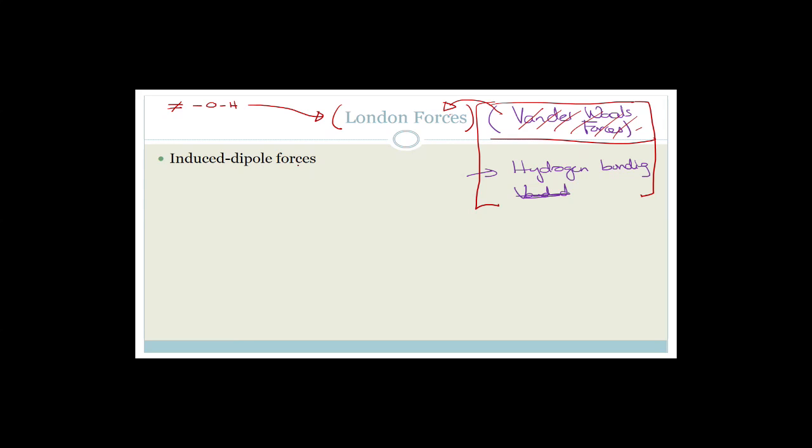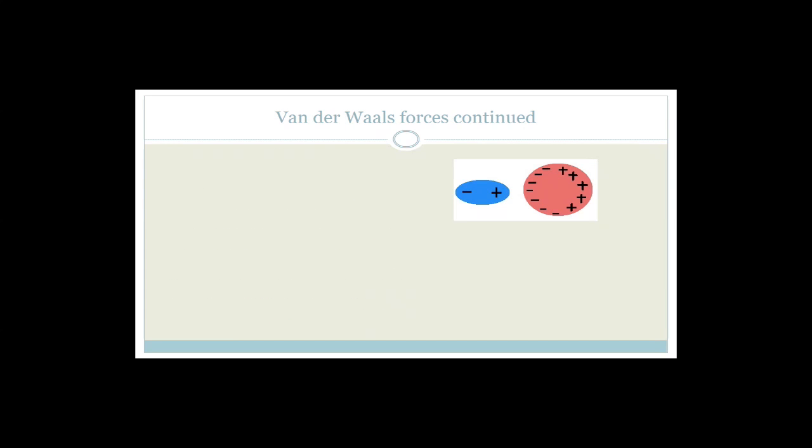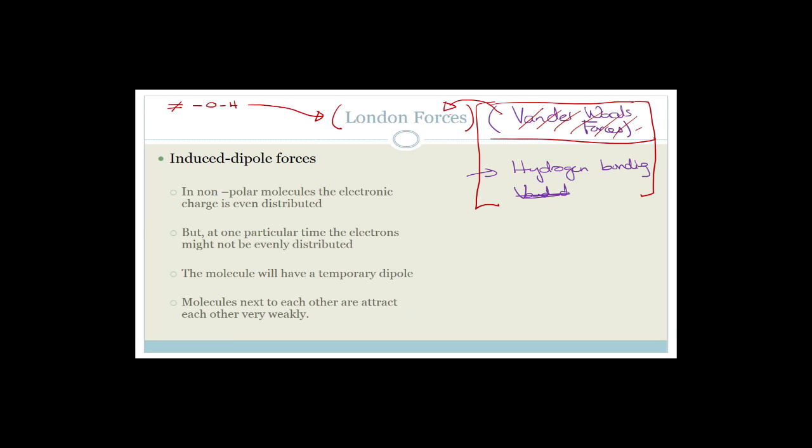And what are London forces? London forces are very, very weak forces. They're saying that in nonpolar molecules, the electronic charge is evenly distributed, but at one particular time, the electrons might not be evenly distributed. I'm just going to see if I've got a picture. No, okay, right. So let's say, for example, you have got a molecule, and here is your atom, okay? And you know that your electrons are going around in the orbitals.